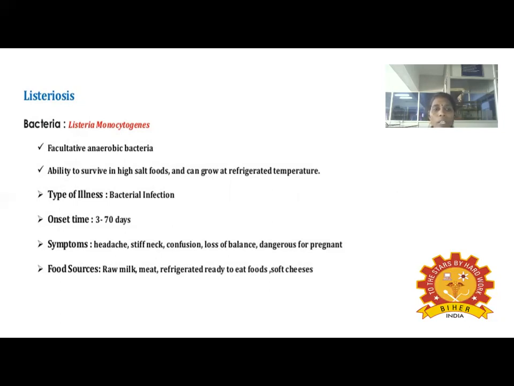So when and why does it come? This is listeriosis. Why it comes is because of the food sources like raw milk, meat, refrigerated ready to eat foods, and soft cheeses.